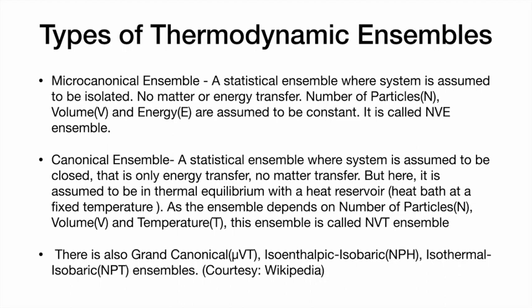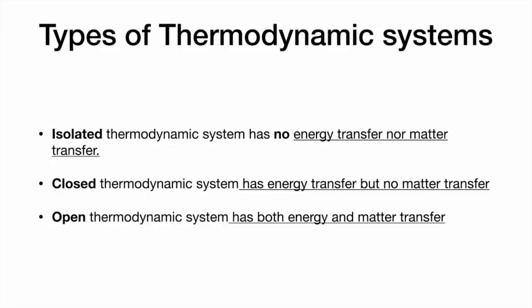As we saw, thermodynamic systems are usually of three types. These are the three types: isolated, closed, and open. An isolated thermodynamic system has no energy transfer nor matter transfer. A closed thermodynamic system has energy transfer but no matter transfer. An open thermodynamic system has both energy transfer and matter transfer. So isolated thermodynamic system means there is no contact with the world. Closed means it has energy transfer alone, and open means it has both energy and matter transfer.